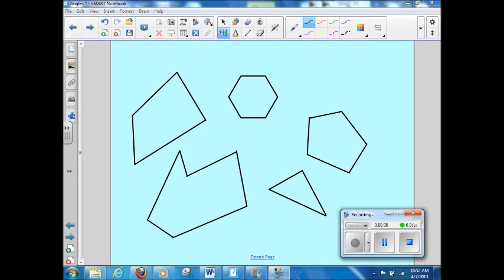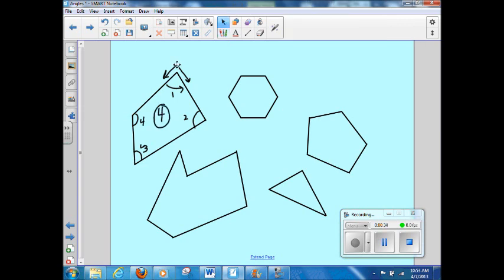Now that we've talked about angles and we know that the area between two rays is an angle, we're looking at these figures here, and we're going to look for the angles in these figures. Well, if you can imagine a ray being on this corner, this is called an angle here. And so we're going to count the angles in this figure. So there's one angle here, and there's another angle here, and a fourth angle right there. So this figure has four angles.